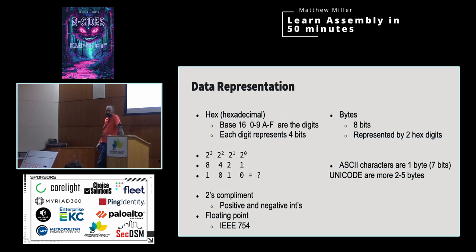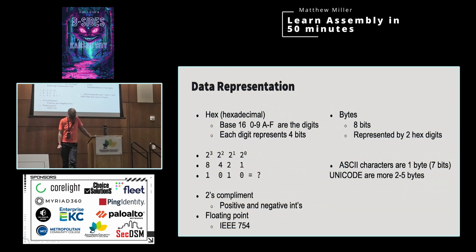You need 2 hexadecimal digits to get a byte. Anybody know what half of a byte is called? Nibble. A nibble. Very good. Thank you. Right? So each of these hex digits or nibbles represents 4 bits. And the nice part about that is that we can represent with the numbers 0 through 9 and then A through F. And so when you get to reading assembly, you're going to have to be able to do that translation if you need to figure out what the bits exactly are.